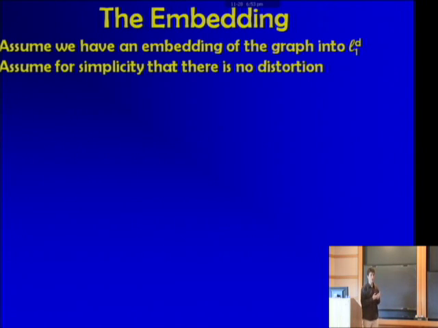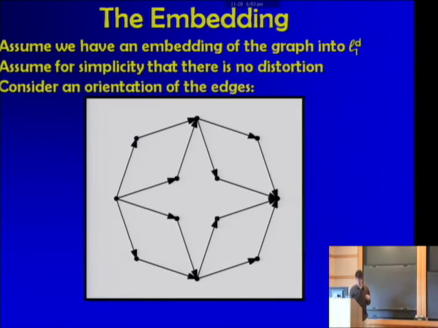Assume, just for simplicity to illustrate the idea, that there's really no distortion. So assume we have a mapping of the vertices of the graph into L1 to the D, and assume there's no distortion. So let's see what happens.